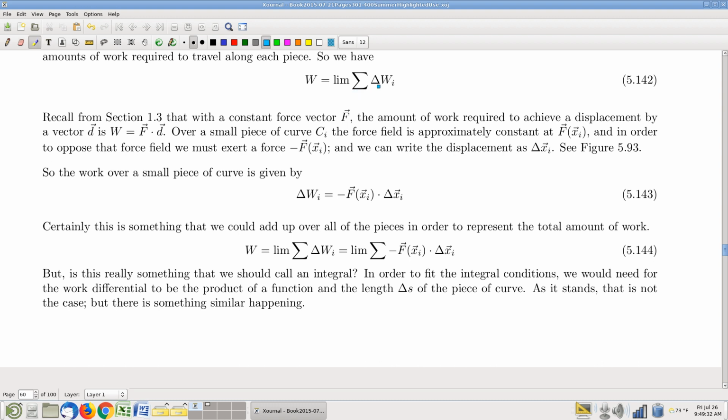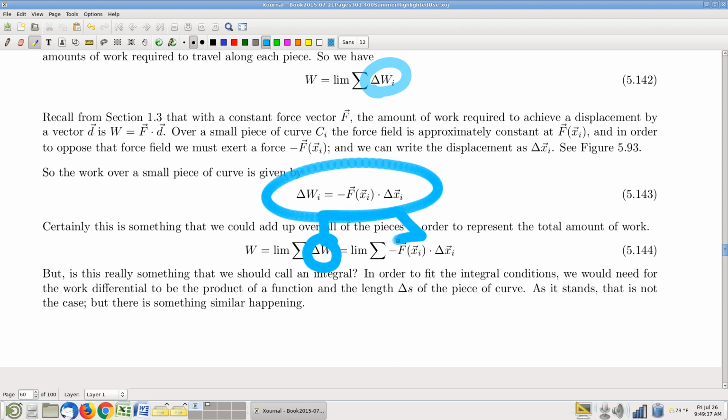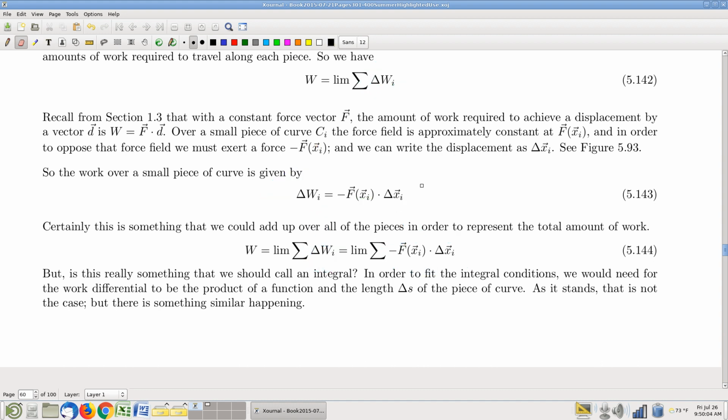On each little piece, work is force dot displacement. We just got through talking about how the displacement is a roughly straight line displacement along the curve, and the force that I'm applying. Don't forget that little minus sign in here, in this case because of the opposition. And here you go. We have ourselves a kind of integral looking thing.